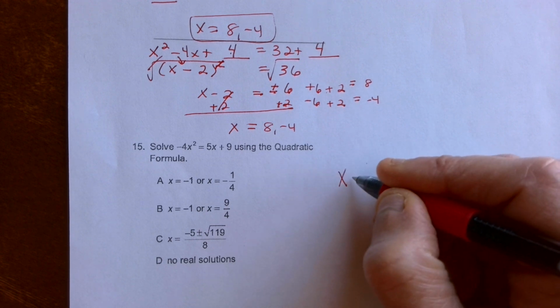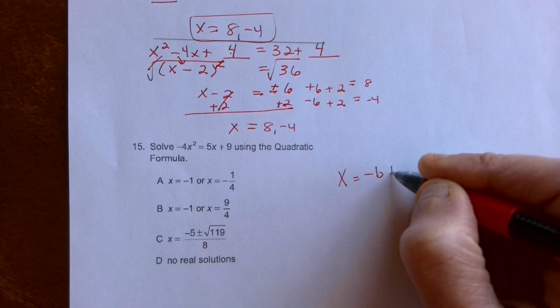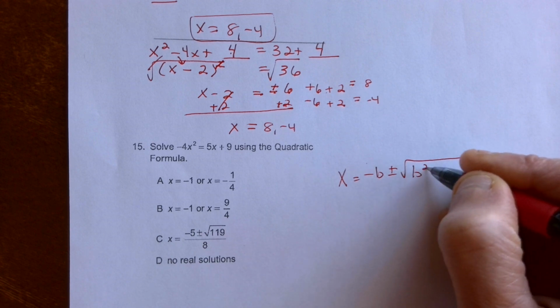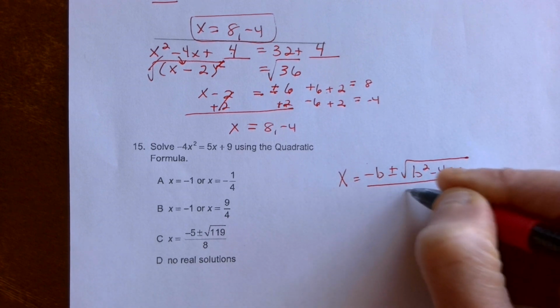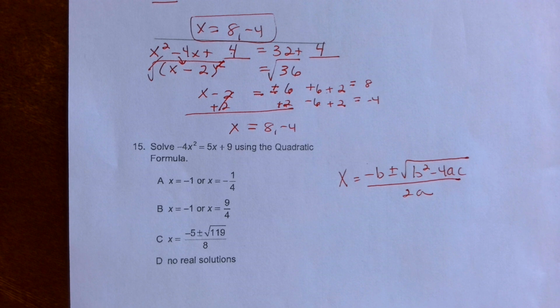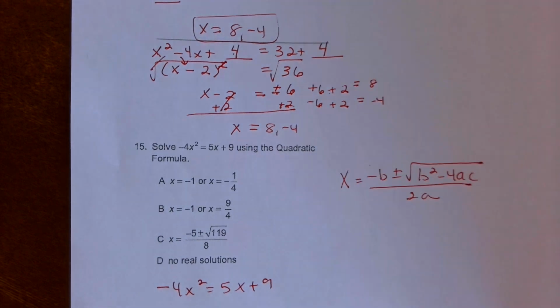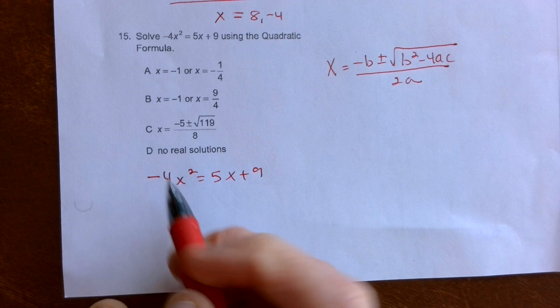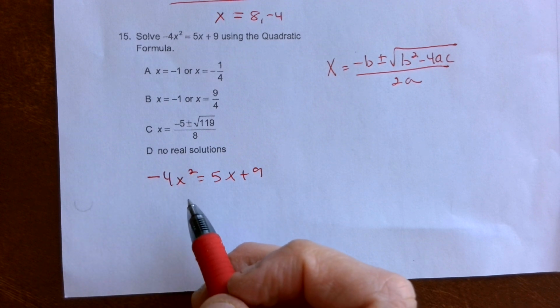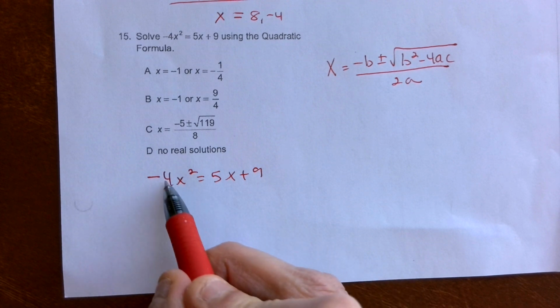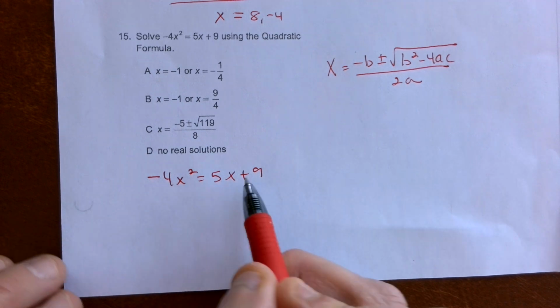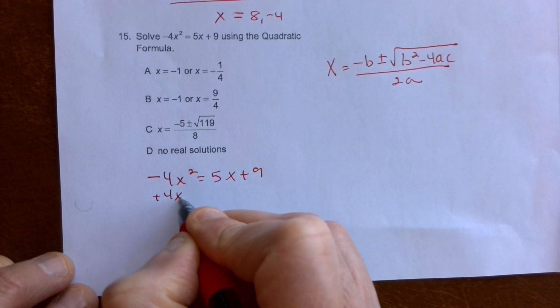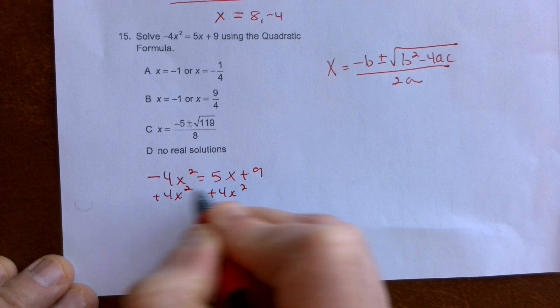You need to know the formula for the test. It's the opposite of b, plus or minus the square root of b squared minus 4ac, all over 2a. If you notice here, class, this is not written in descending order, so we need to do that. I am going to try to keep the x squared term positive, so I'm going to add the 4x squared to both sides.